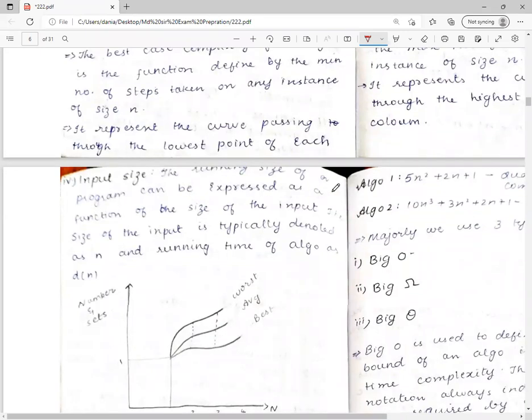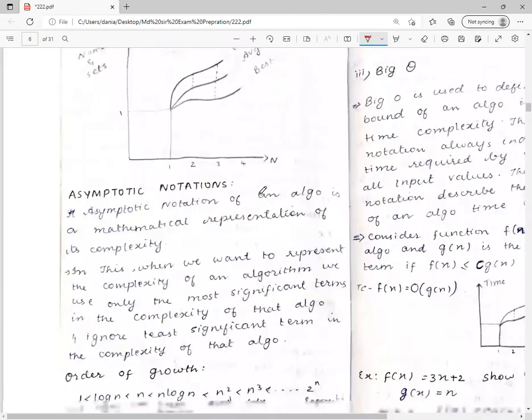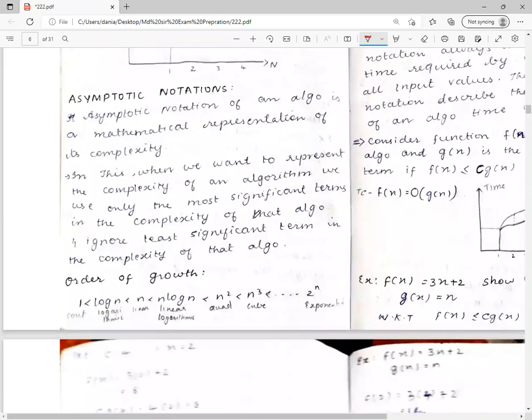The runtime of a program can be expressed as a function of the input size. The input size is typically denoted by n. Asymptotic notation is very important. Look at the growth order. Asymptotic notation of an algorithm is the mathematical representation of its complexity.